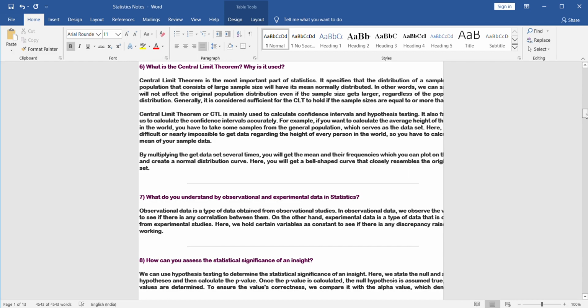For example, if you want to calculate the average height of people in the world, you have to take some samples from the general population for the research of the data.